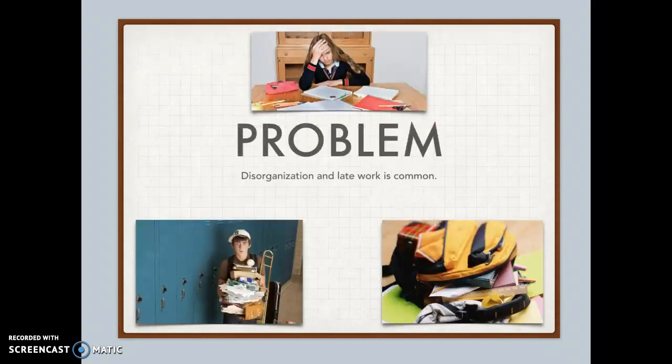Now, the problem in my classroom is that because we have so many non-typical learners, and because we don't do the traditional school method of homework and worksheets, disorganization and late work is common. Especially in the earlier grades, we don't give letter grades. And so sometimes the kids have a hard time finding the motivation to get work turned in on time or done well.